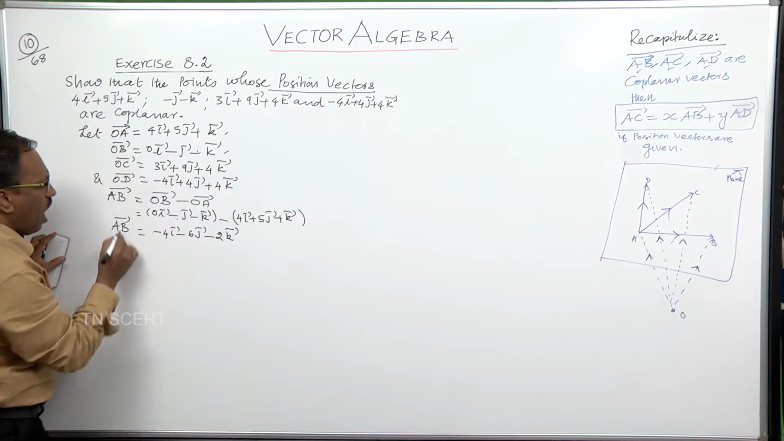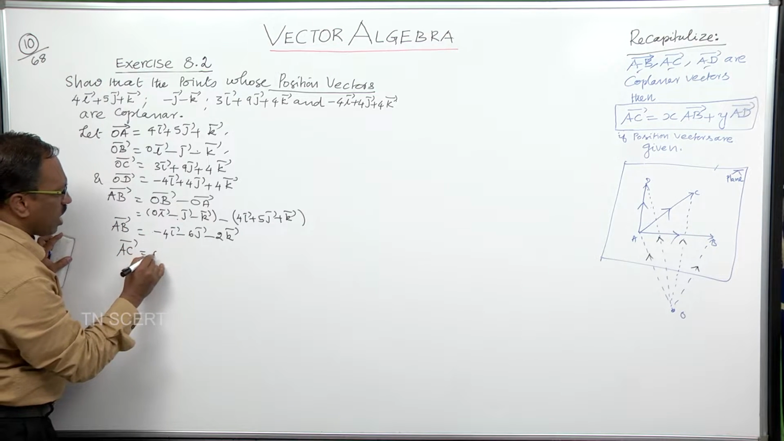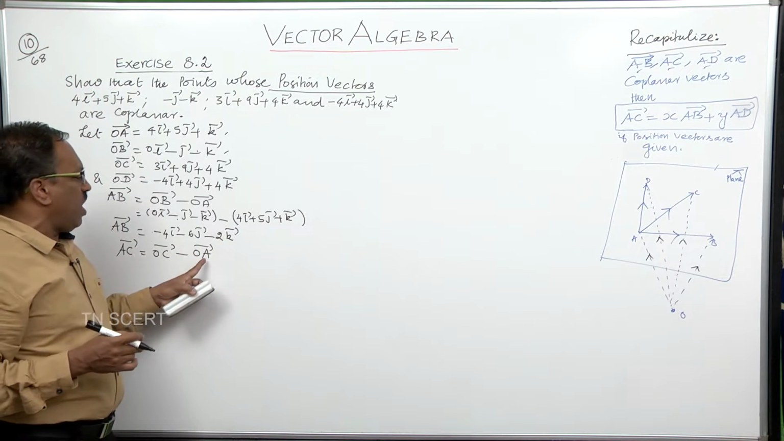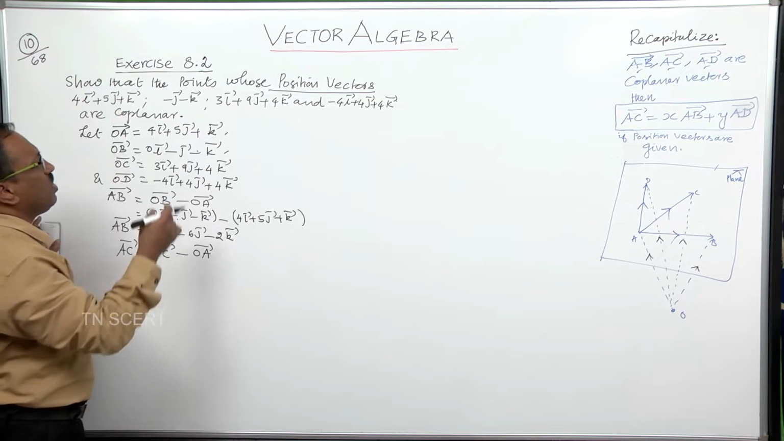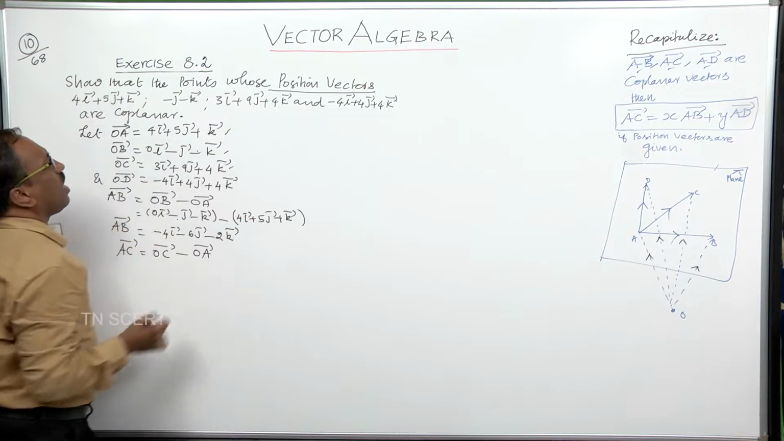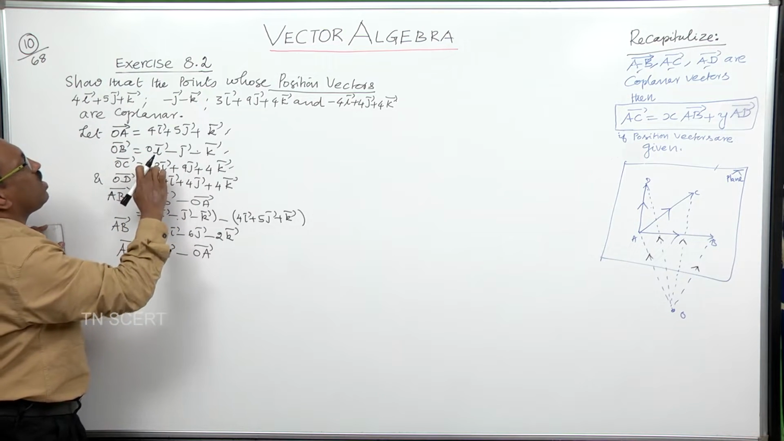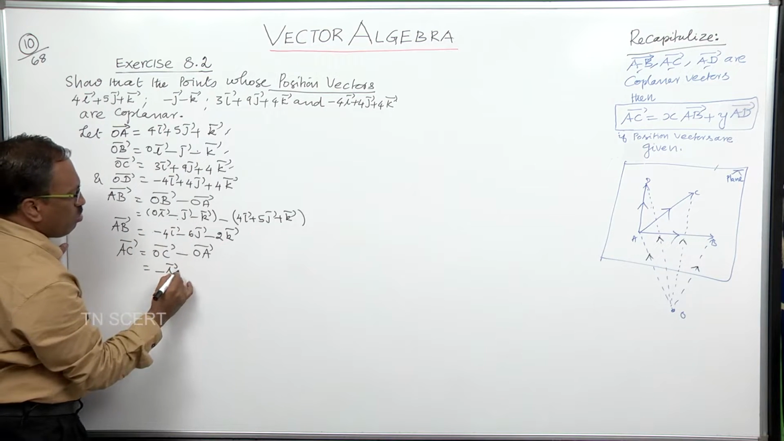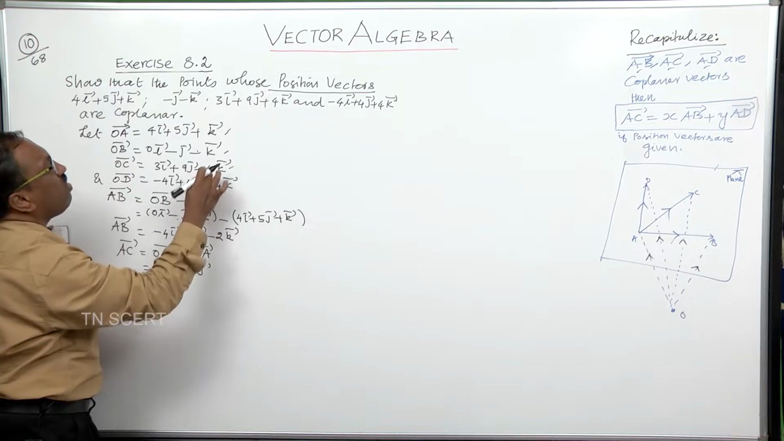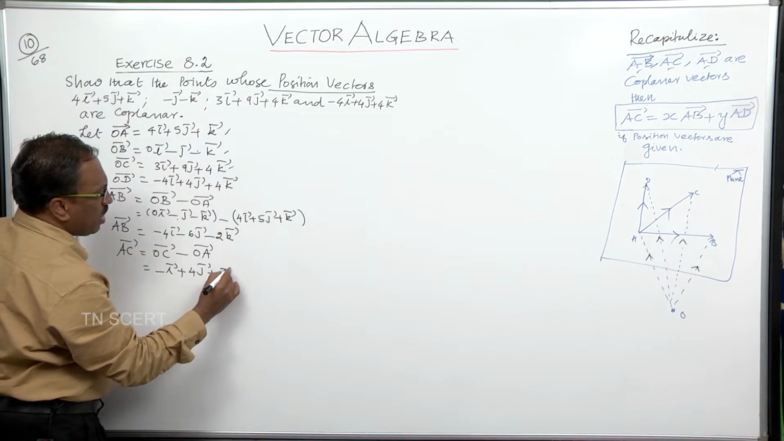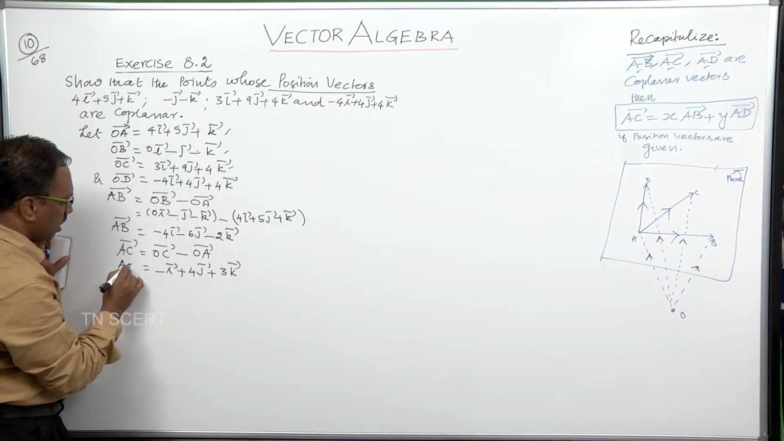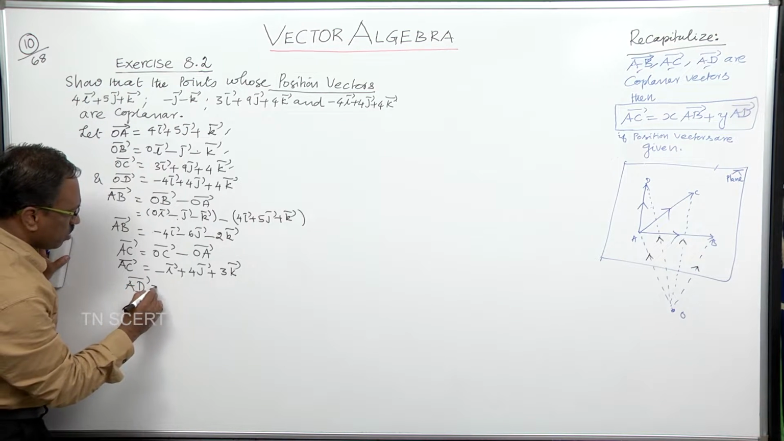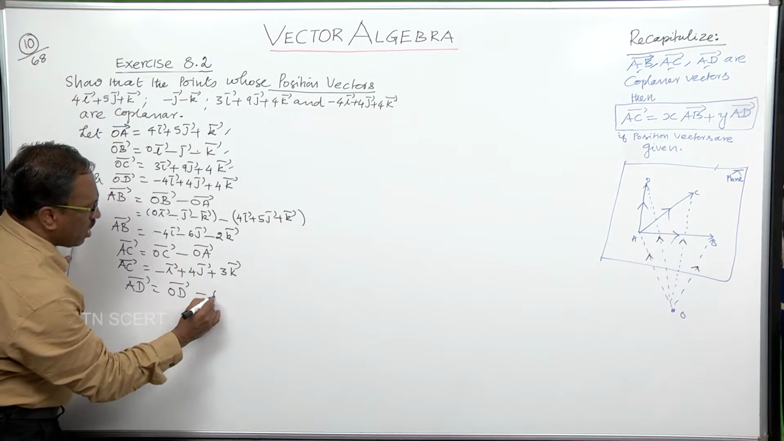And for the AC vector, likewise I can represent OC minus OA here. For each one we have taken OA as the second vector. So now let me directly subtract: 3 minus 4 is minus i, 9 minus 5 is plus 4j, and 4 minus 1 is plus 3k. So we are representing AC here. And for AD, likewise we take the OD vector minus the OA vector.